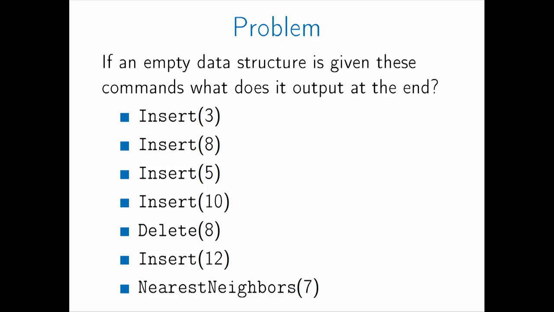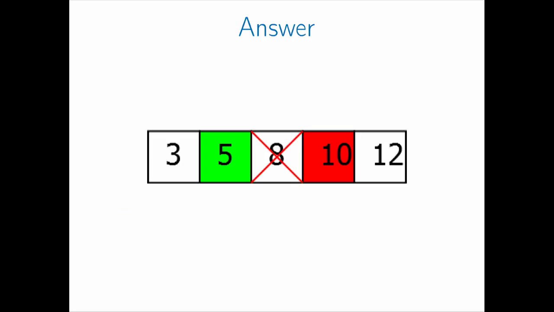So just to make sure that we're on the same page, if you start with such a data structure and it's empty, and you insert 3, and then insert 8, and then insert 5, and insert 10, and then delete 8, and insert 12, and ask for the nearest neighbors of 7, what are you going to return? Well, if you figure out what the data structure stores at the end of the day, you've inserted 3, 5, 8, 10, and 12. 8 got deleted, so you've only got the other 4 left over. And you want the things closest to 7 of the remaining guys, which would be 5 and 10. So that should be the answer.